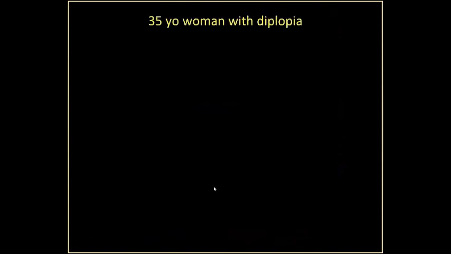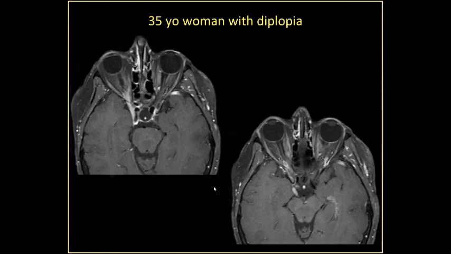All right, so case 2 is a 35-year-old woman presenting with double vision. Here are a couple of MR images, T1 post-contrast. I want you to focus on the image on the left here first. We see this abnormal enhancement in the right orbital apex. And, well, what could this be?